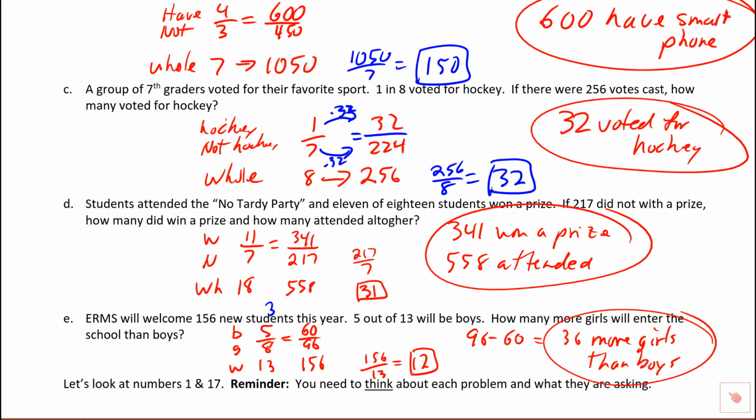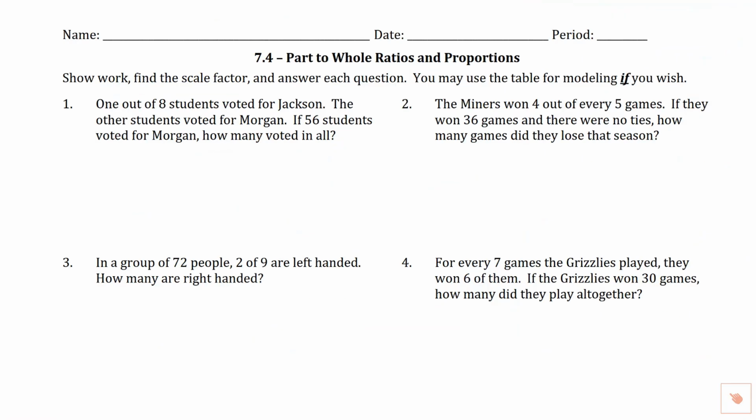And then don't forget that the scale factor is 12. So watch what happens if I multiply by 12. If I multiply by 12, I end up with 36. And lo and behold, 36 is what the difference is between the two of those. There are going to be 36 more girls here than there are boys here. So it's just another quick way that we can find an answer of something that seems really difficult, but it turns out to be not too bad if we check all these relationships. All right, we're going to take a look at number 1 and number 17.